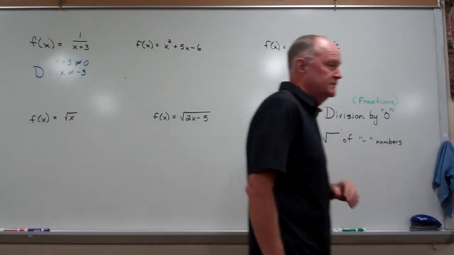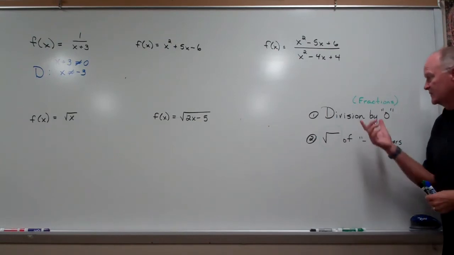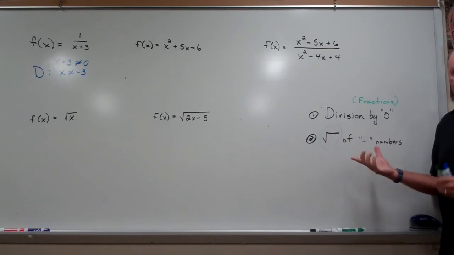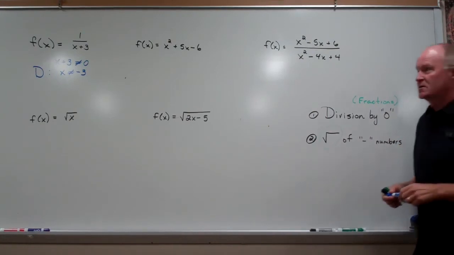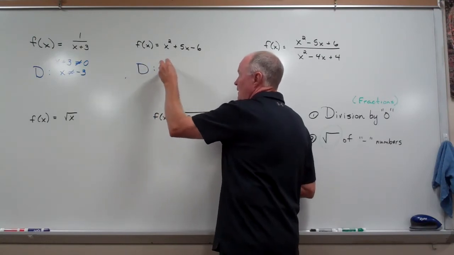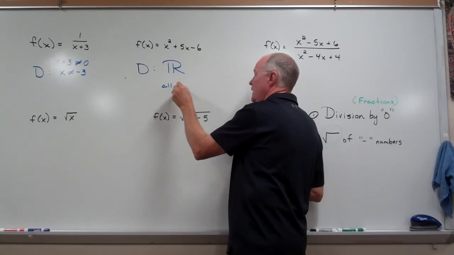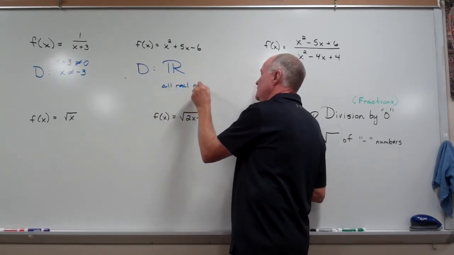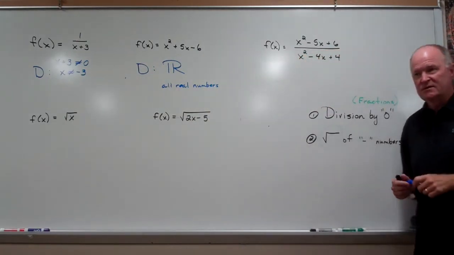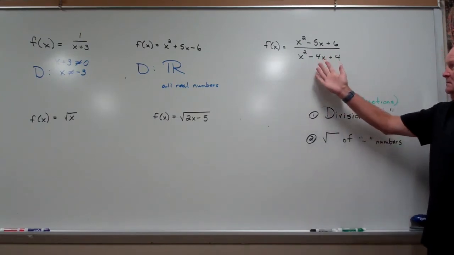up. Second one, x squared plus 5x minus 6. Any fractions? Nope. Any square roots? Nope. So everything works. So here's how I'm going to write the domain. That means all real numbers. Everything works. The domain has no restrictions on it. I'm going to write that fancy scripted R.